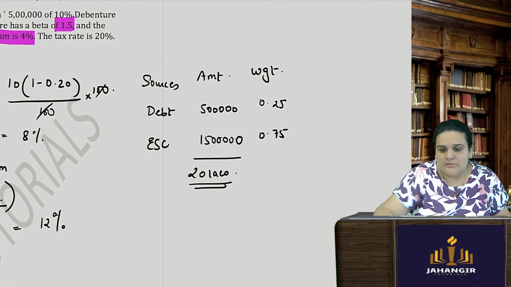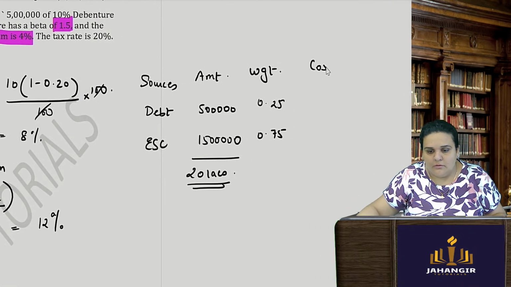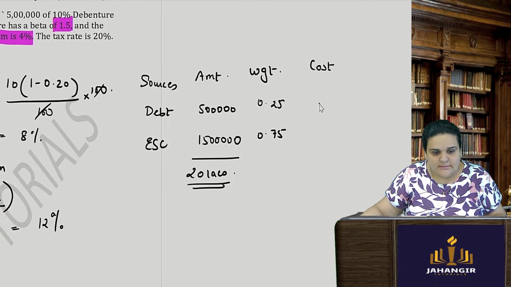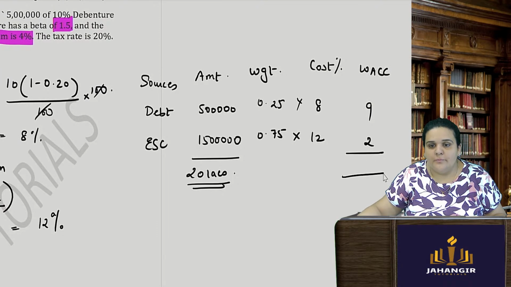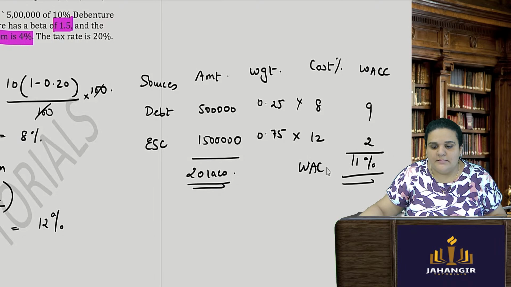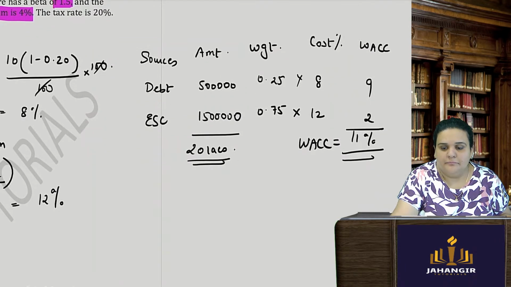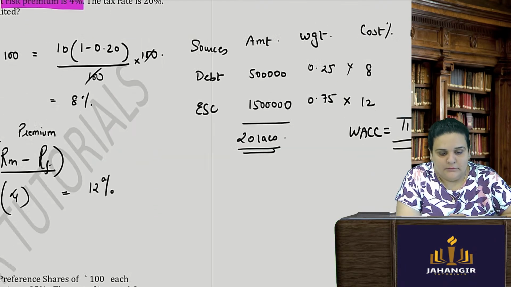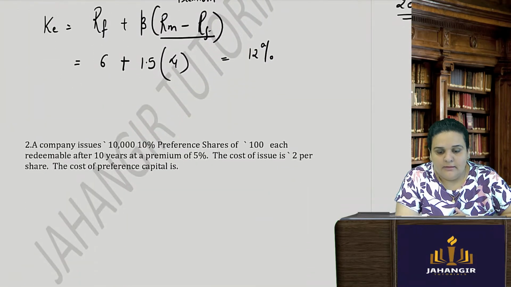I have found the cost. Cost for the debt is 8%. For equity share capital, it is 12%. Okay. Multiply to get the weighted average cost of capital. This is going to be 9, plus 2, total is going to be 11%. WACC. Okay. Next question.